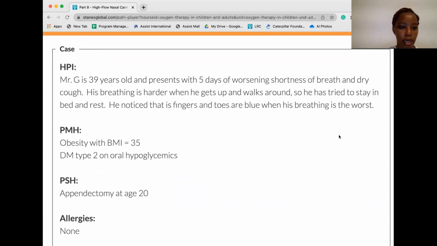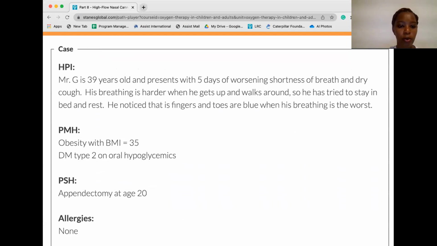Mr. G is a 39-year-old who presented with 5 days of worsening shortness of breath and dry cough. His breathing is harder when he gets up and walks around, so he has tried to stay in bed and rest. He has noticed that his fingers and toes are blue, while his breathing is becoming worse. In his past medical history, Mr. G has a BMI of 35, so he's obese, and has type 2 diabetes on oral hypoglycemics. Past surgical history: he had an appendectomy at the age of 20, and he has no allergies.